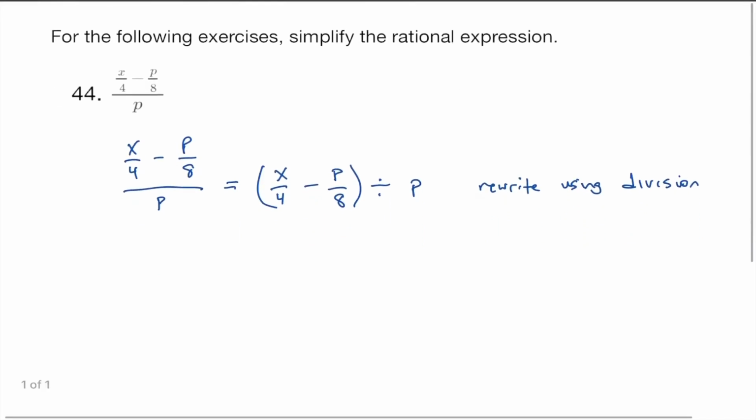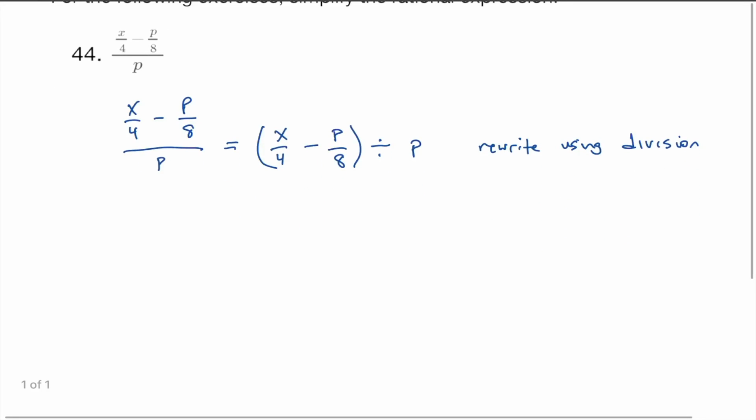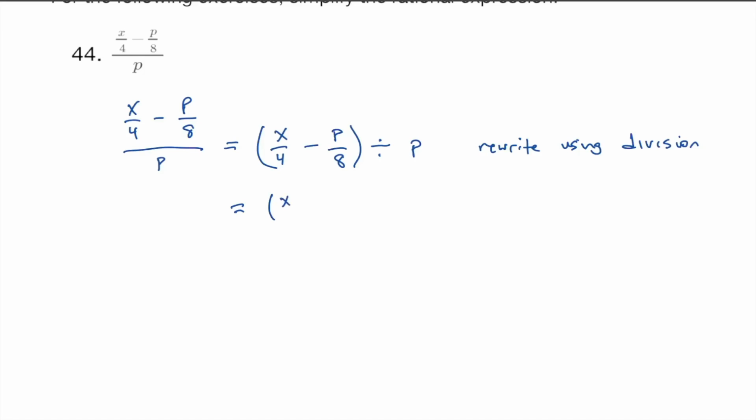Okay. Now we can rewrite this using multiplication because we can multiply by the reciprocal of p. So we have x divided by 4 minus p divided by 8 times 1 over p. So rewrite using multiplication.